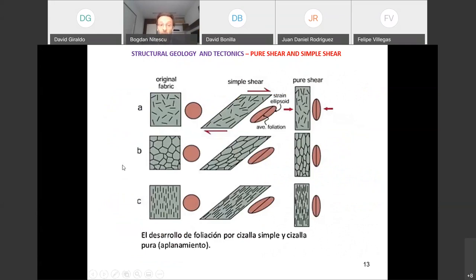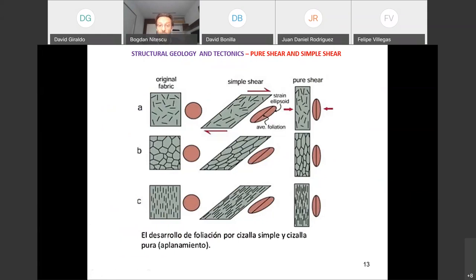So here is an example applied to geology. We have something called fabric. It could be, for instance, certain minerals in the rock, like mica, yeah, or a certain structure in the rock. You can see what happens here. What happens when you apply simple shear and pure shear? So you can see an initial sphere is deformed into an ellipsoid. So this is how what is called foliation, which is a fabric in a rock, forms.